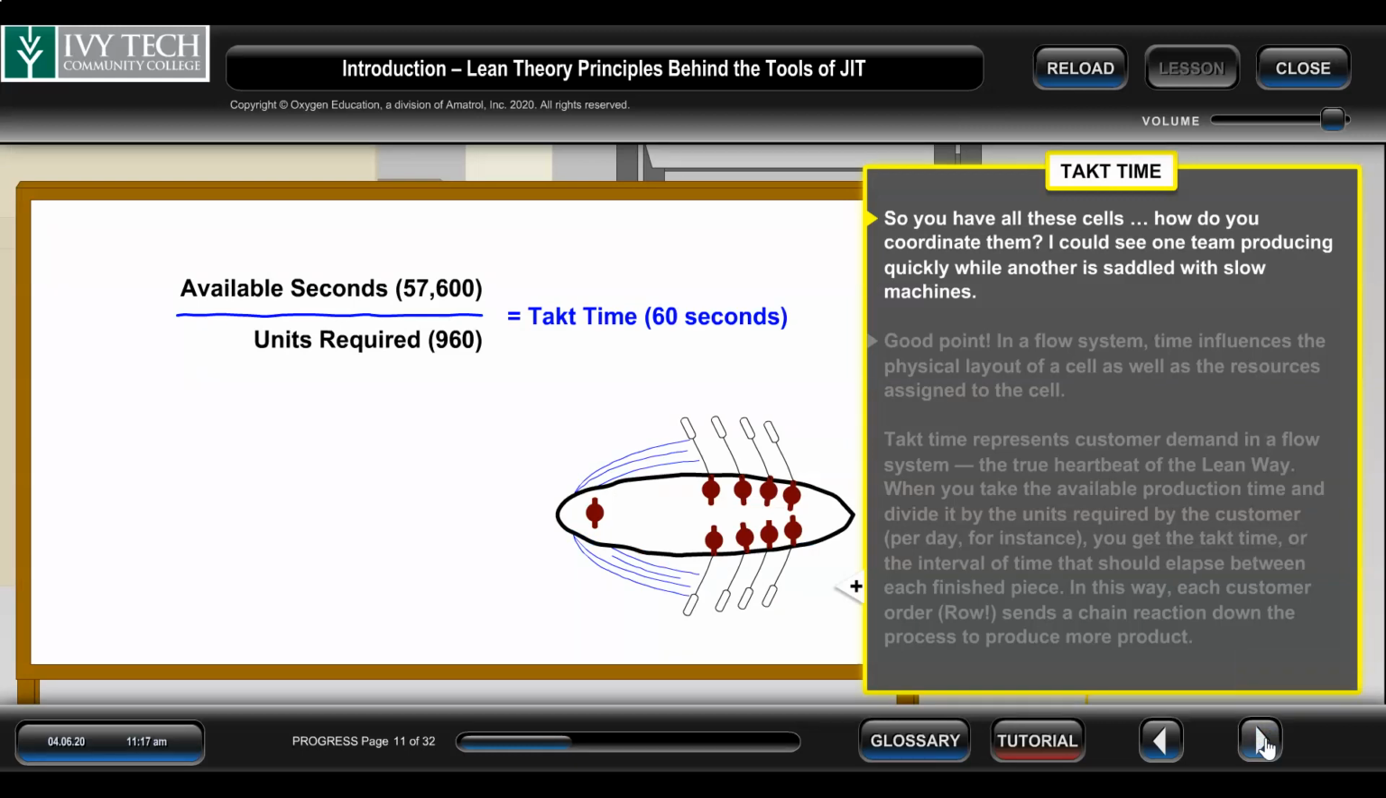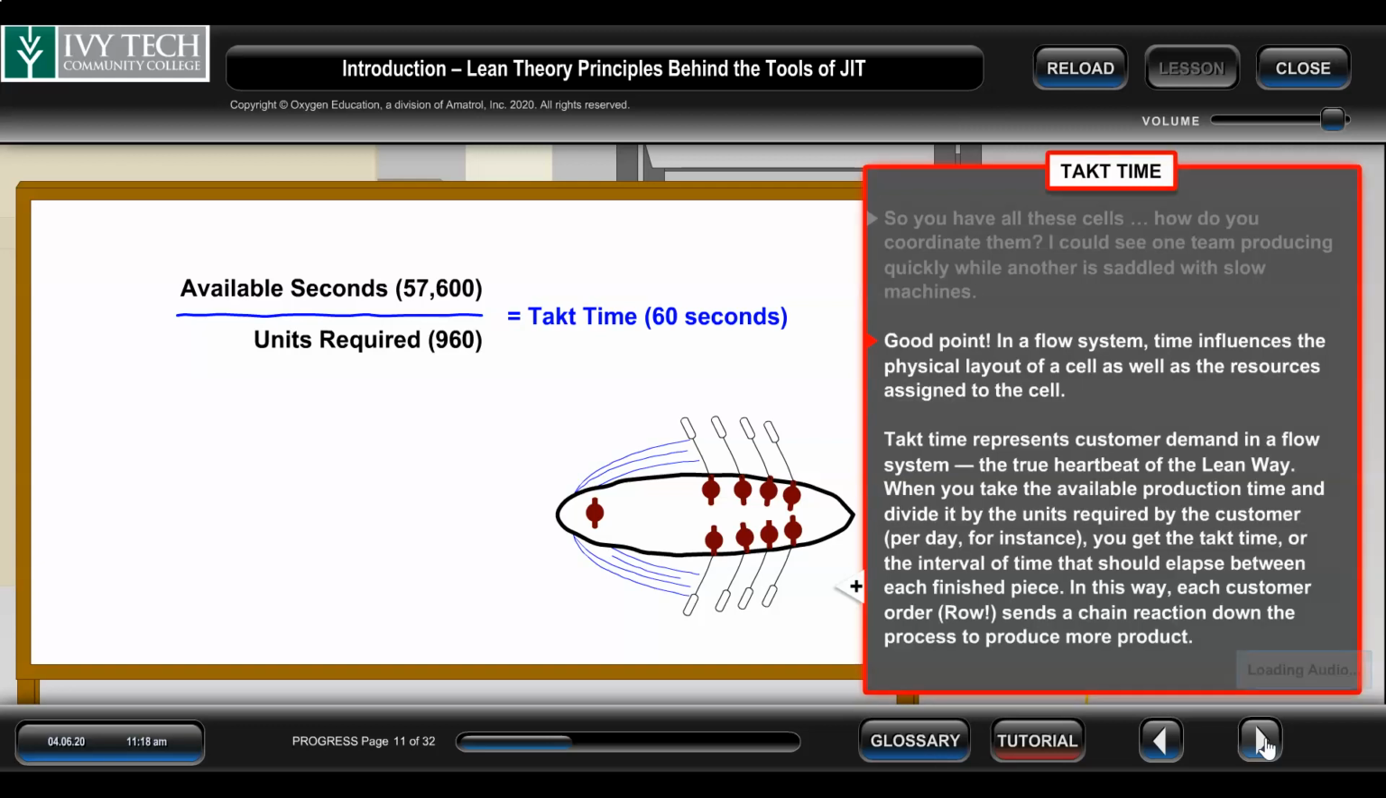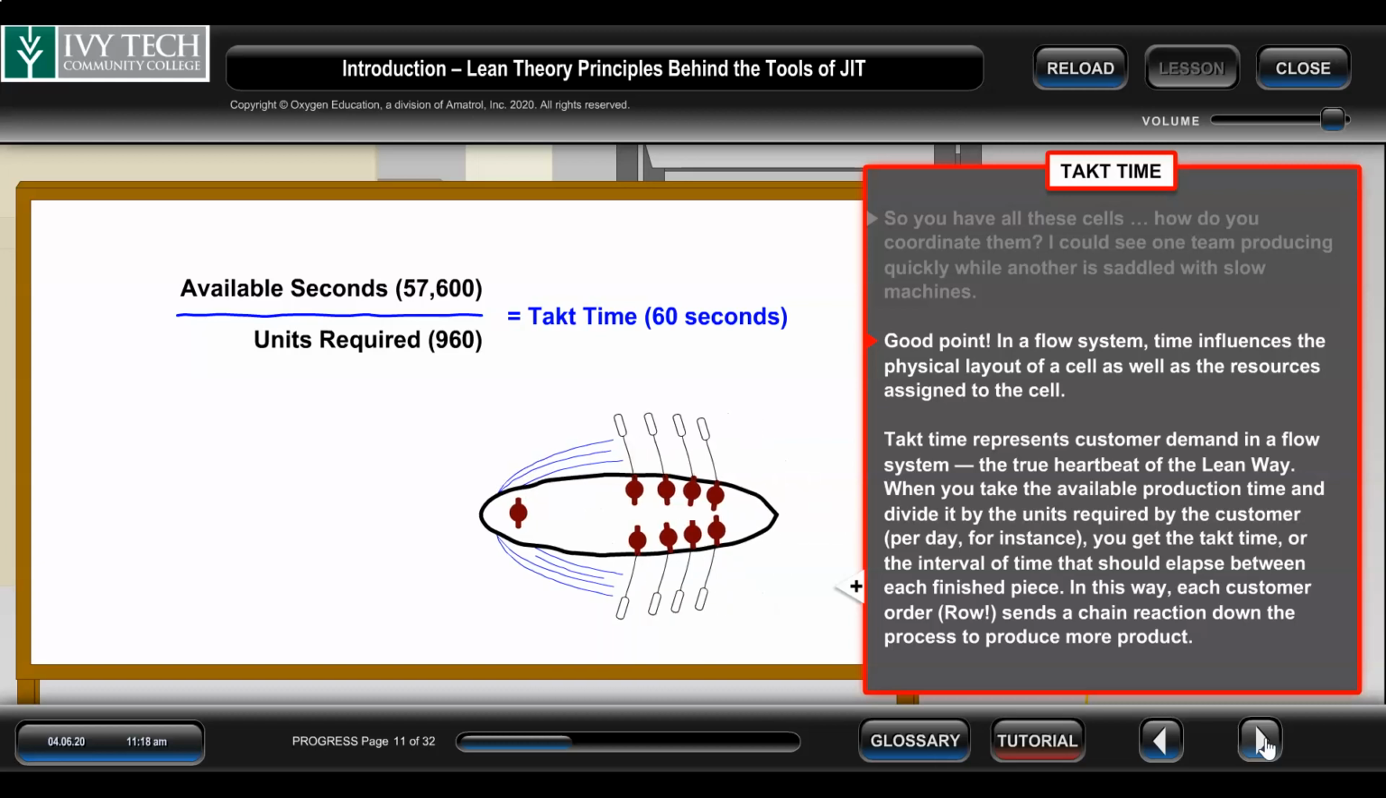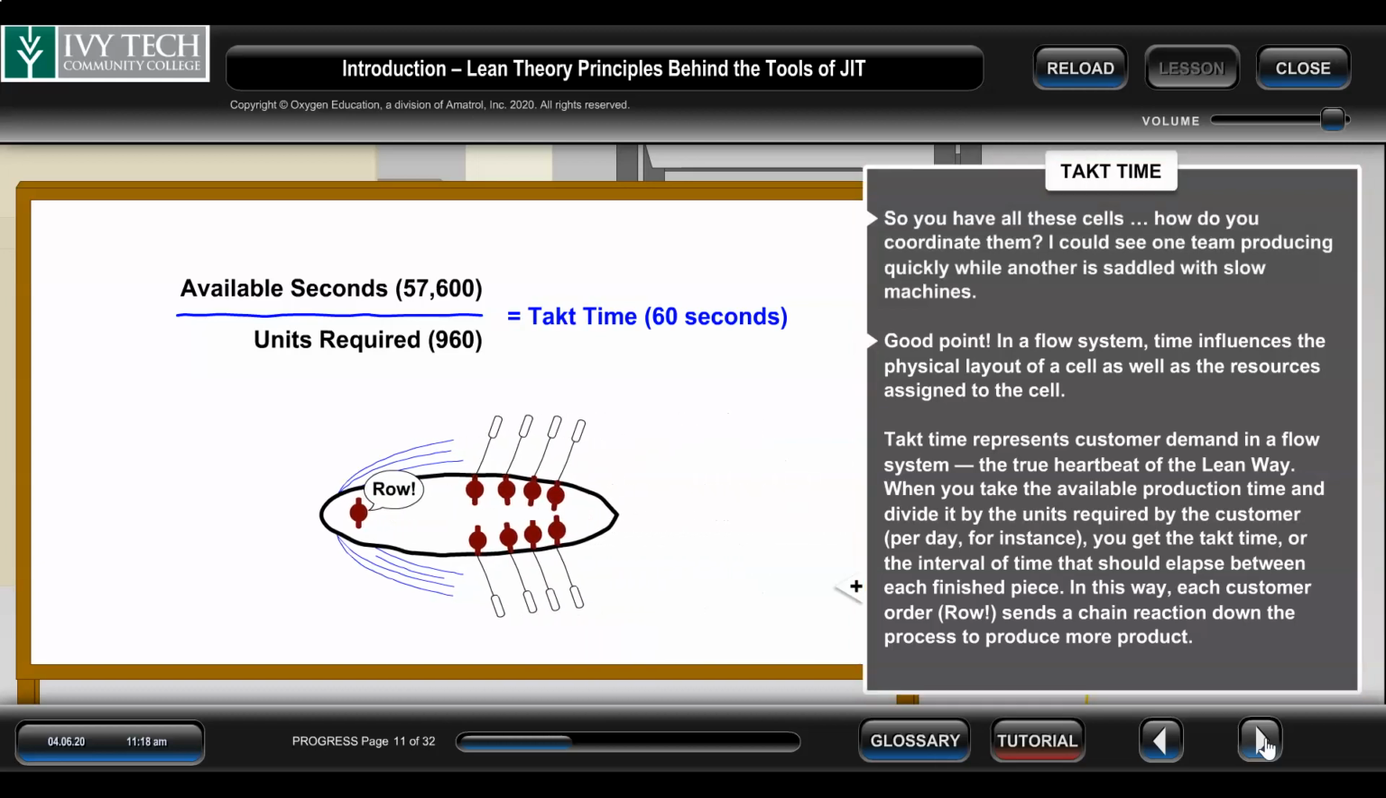So you have all these cells. How do you coordinate them? I could see one team producing quickly while another is saddled with slow machines. Good point. In a flow system, time influences the physical layout of a cell as well as the resources assigned to the cell. Takt time represents customer demand in a flow system, the true heartbeat of the lean way. When you take the available production time and divide it by the units required by the customer, per day for instance, you get the takt time, or the interval of time that should elapse between each finished piece. In this way, each customer order sends a chain reaction down the process to produce more product.